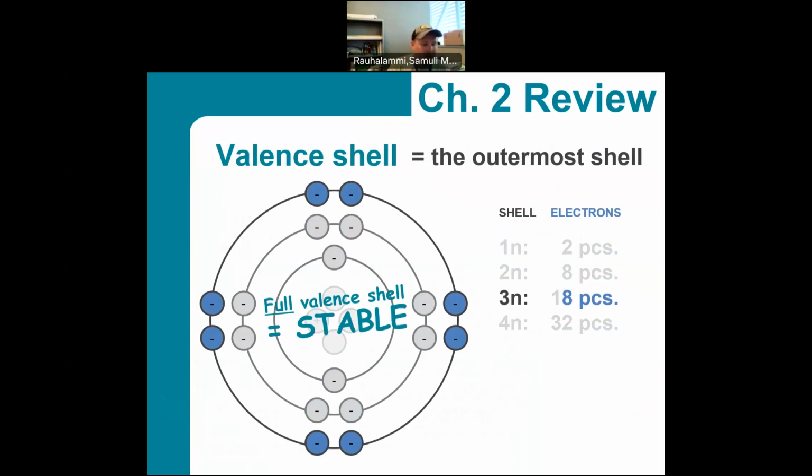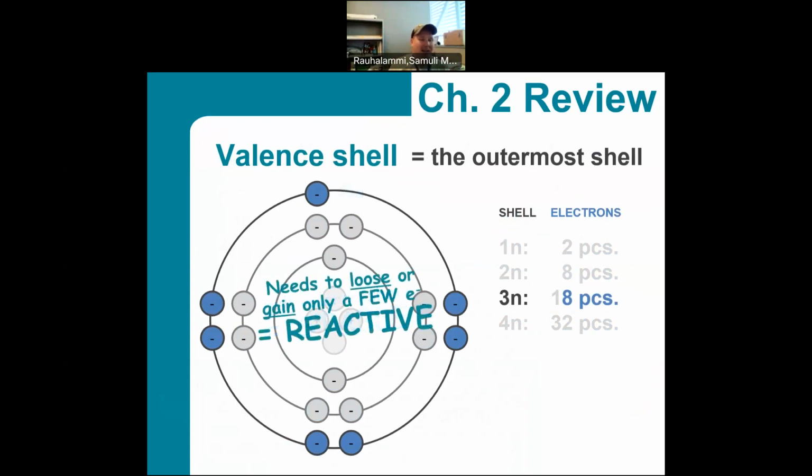However, we also have sometimes atoms that only need to lose one or a few, or only need to gain one or a few electrons on their outermost valence shell. And if they do so, then they will have a full shell. So these atoms that are so close to getting to this full electron shell, full valence shell, are known to be very reactive.